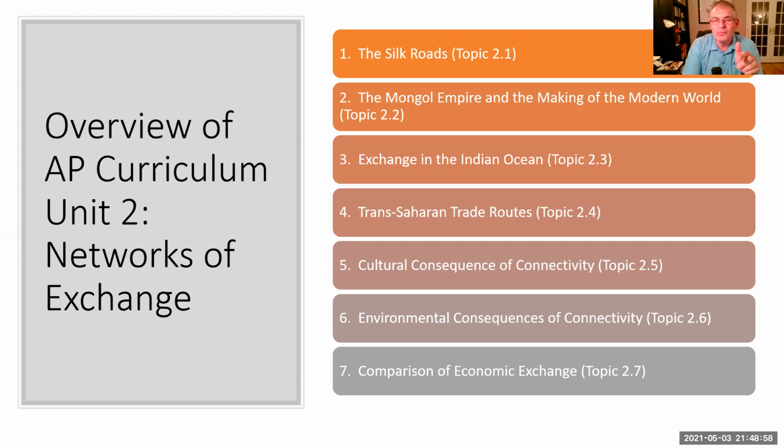What you want to be able to do for those 3 different networks is talk about what is trading and what is spreading beyond just goods along those routes, and what new technologies are being developed. So what religions are being spread, what new technologies are being developed, and what type of goods are being produced. And then we want to look at the cultural consequences of connectivity. How is culture affected by this interaction that these networks of exchange promote? And we also want to look at the environmental consequences of connectivity. And then lastly, we want to do a comparison of these 3 major trade routes. So there's a lot there to unpack. So let's go to it.